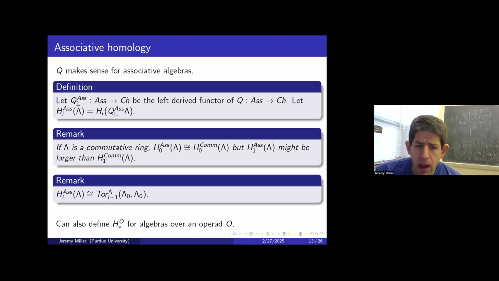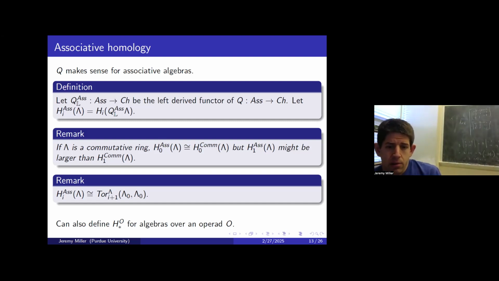Another comment: the associative homology can be described using Tor groups. Remember lambda is a graded ring, and lambda 0 is the part in grading 0. You can view lambda as augmented over lambda 0. In particular lambda 0 is a lambda module, and you can form these Tor groups, and the associative homology is, with a shift, just the Tor groups of lambda 0, lambda 0, lambda.